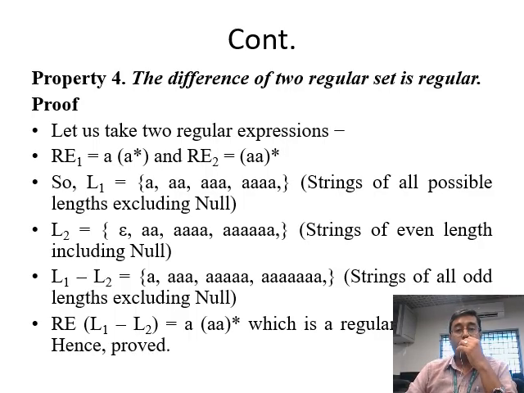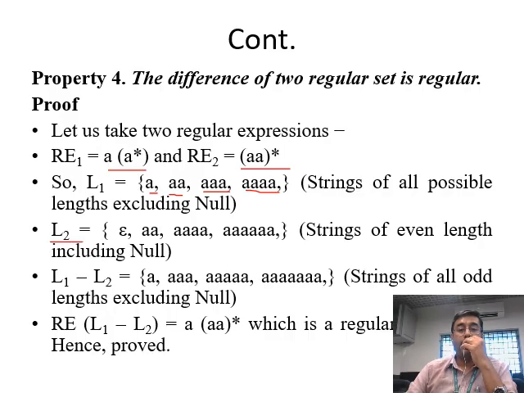Property 4. The difference of two regular sets is regular. Take two regular expressions, A(A)* and (AA)*. If I take the language for this first regular expression, accepted strings are A, AA, triple A and 4 A's. So strings of all possible lengths excluding null.